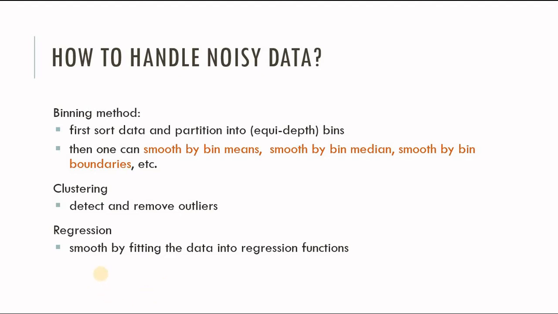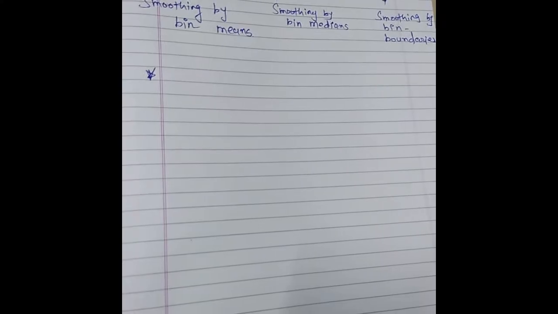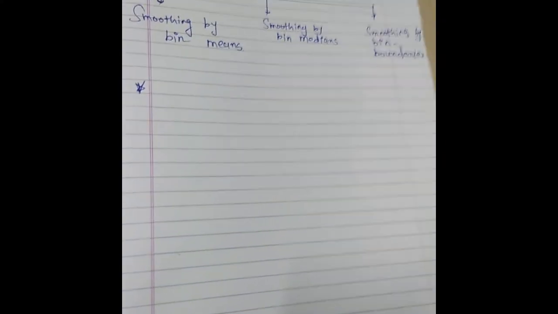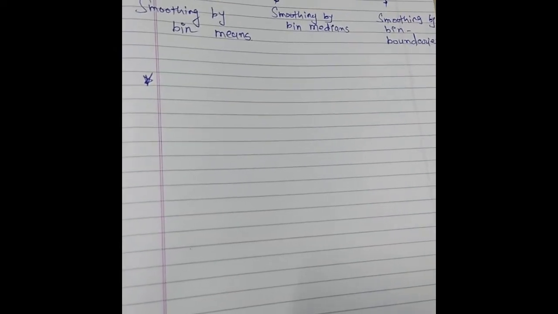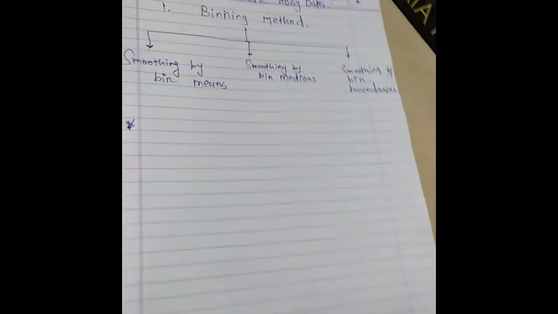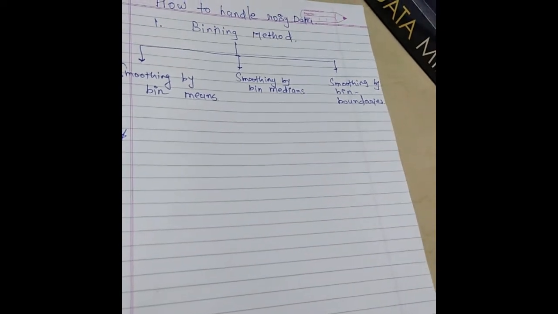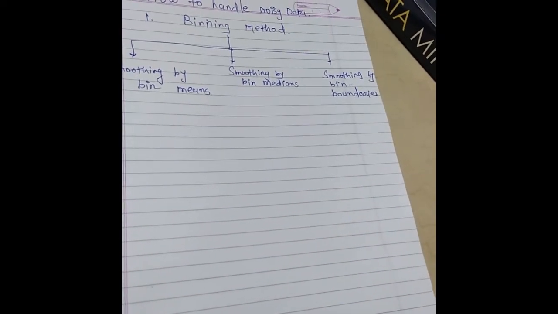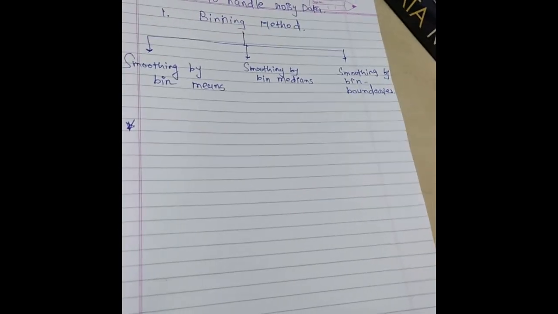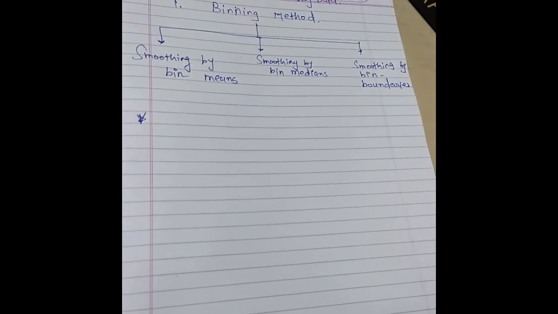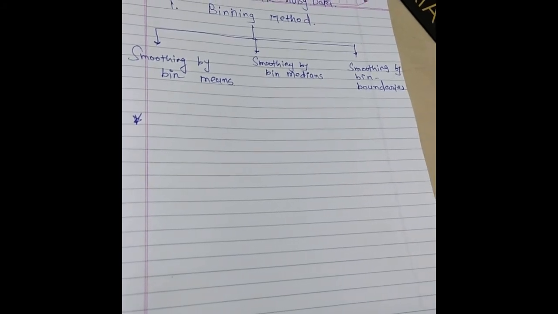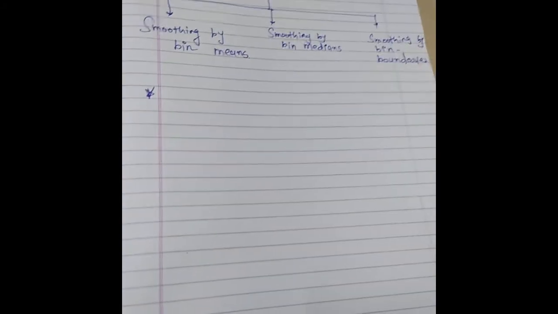Let's understand binning with some examples. As I said, binning has three methods: smoothing by bin means, smoothing by bin medians, and smoothing by bin boundaries. The binning method can be used for smoothing the data. Mostly data is full of noise, so data smoothing is a data pre-processing technique using different kinds of algorithms to remove the noise from the data set. This allows the important patterns to stand out. So by using this method, we can remove the noise from the data.